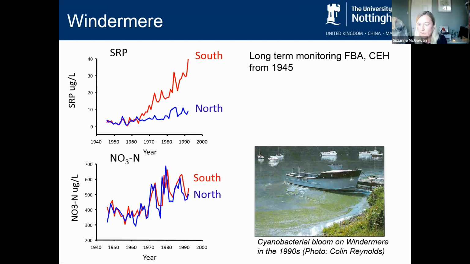What I was interested in looking at was, since 1945, what we knew about Windermere was that the South Basin had become more eutrophic than the North Basin, particularly in respect to soluble reactive phosphorus. And we had this so-called hinge point in 1965, where we got this big departure and increase in phosphorus concentrations, and also this increase in nitrates. And then in terms of the algal response, it was really in the 1980s when these cyanobacterial blooms started to kick in on the lake, particularly in the South Basin.